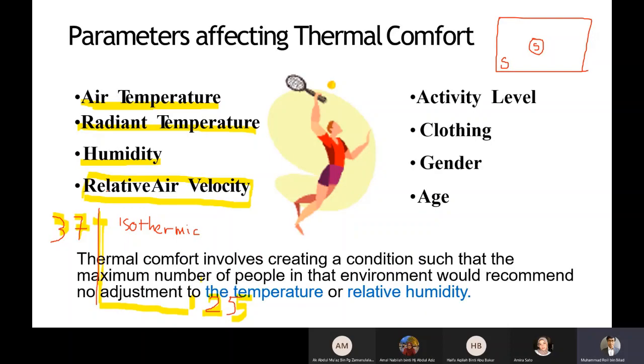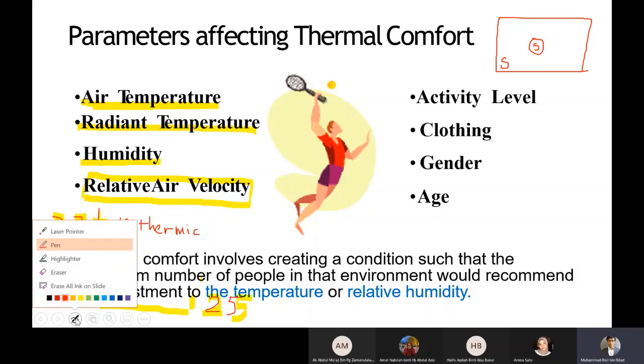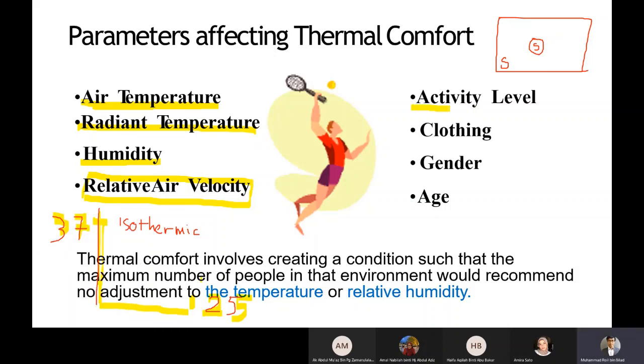We discussed two important parameters, temperature and relative humidity, that determine thermal comfort. Another thing apart from this physical condition is activity level, which is related to your rate of metabolism. When you run, you need a lot of energy. Your heart beats faster and your blood circulates faster. Why? We need to deliver food to the cells.